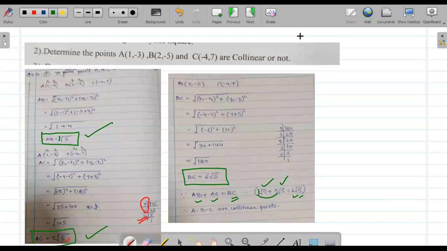We look at the next one. My system doesn't seem to be working properly. Just give me a minute, please.